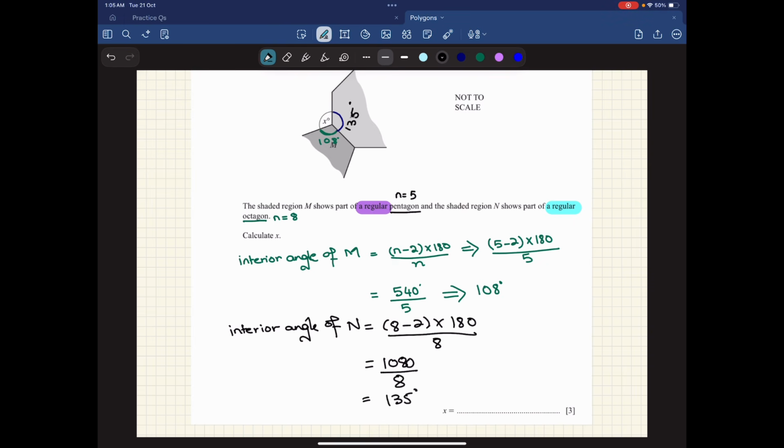Now we know that since this is a complete circle, 108 plus 135 plus x should be equal to 360 degrees. So x is 360 degrees minus 108 degrees minus 135 degrees, which is 360 minus 243 degrees, 117 degrees. So the value of x is 117 degrees.